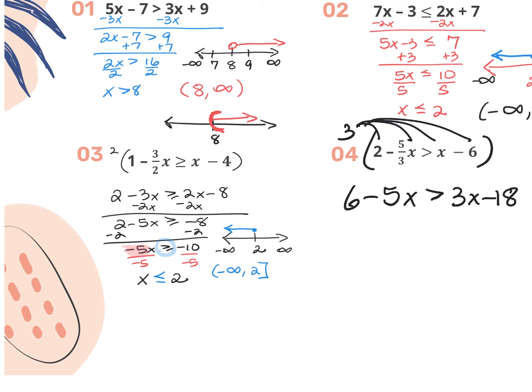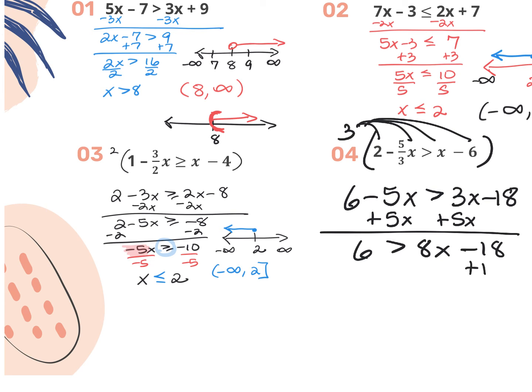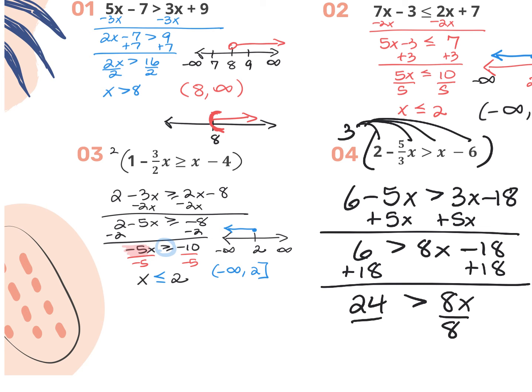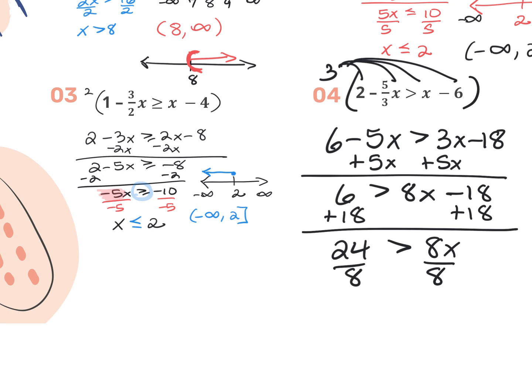And now, if you want to move the 3 over again, we would have to reverse. But just to show you, you can move the letters to the right. So I'll add. Your goal is to just get the letters on one side and then the numbers on the other. Then I'll add 18. 6 plus 18 is 24. Divide by 8. And I'm dividing by a positive, so nothing reverses.